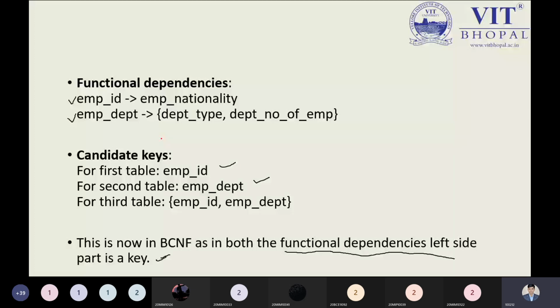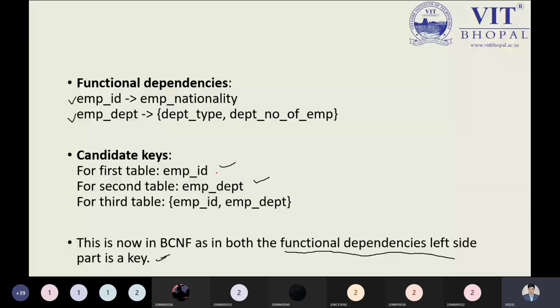So from this perspective, you can easily say that if we have any super key, suppose I make a super key as employee ID, employee department, then whatever key the first table and second table have will be a part of our super key. That's why we have the definition X determines Y, where X will be the super key. So we are putting the same concept.